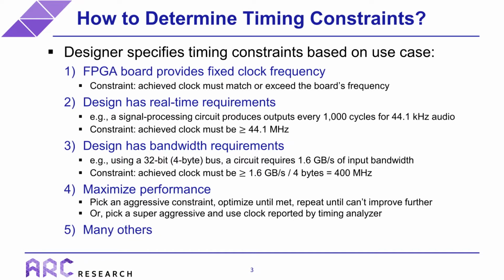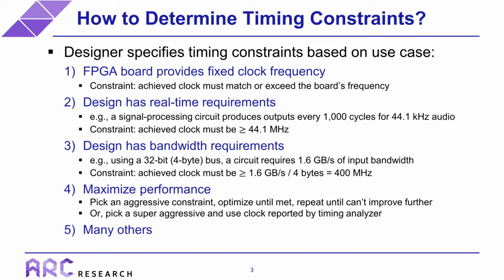Now, before we get into the background material, I want to give you some examples of how you would come up with timing constraints in the first place. Now, the list on the slide certainly isn't exhaustive, but it illustrates the most common situations that I have run into with FPGAs. The first example shown on this slide corresponds to the situation where you are working with an FPGA that has a fixed clock frequency that you can't change. So in this case, your timing constraint would be based off of that specific clock frequency.